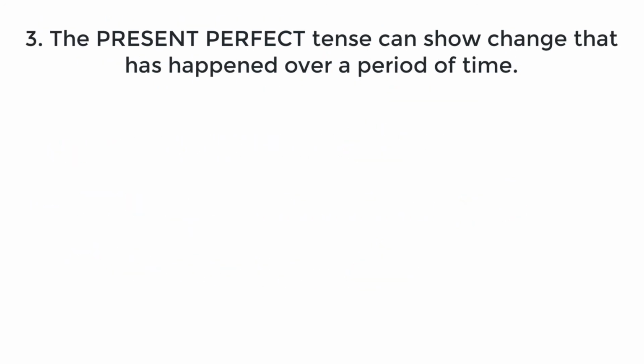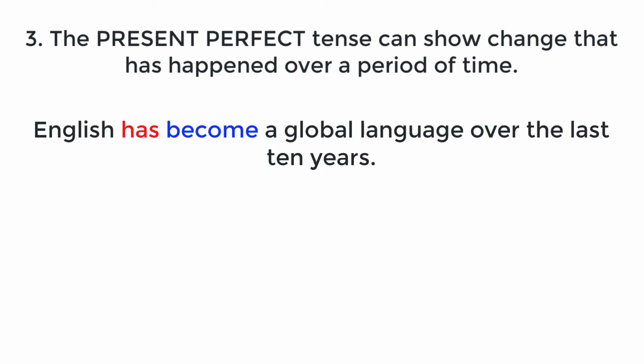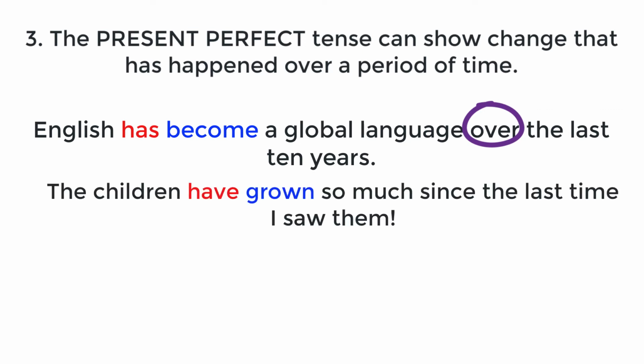Let's look at the present perfect to show change that has happened over a period of time. English has become a global language over the last 10 years. In this example, you see the prepositional phrase over the last 10 years. The children have grown so much since the last time I saw them. Again, the adverb of time, since, is used in this sentence.